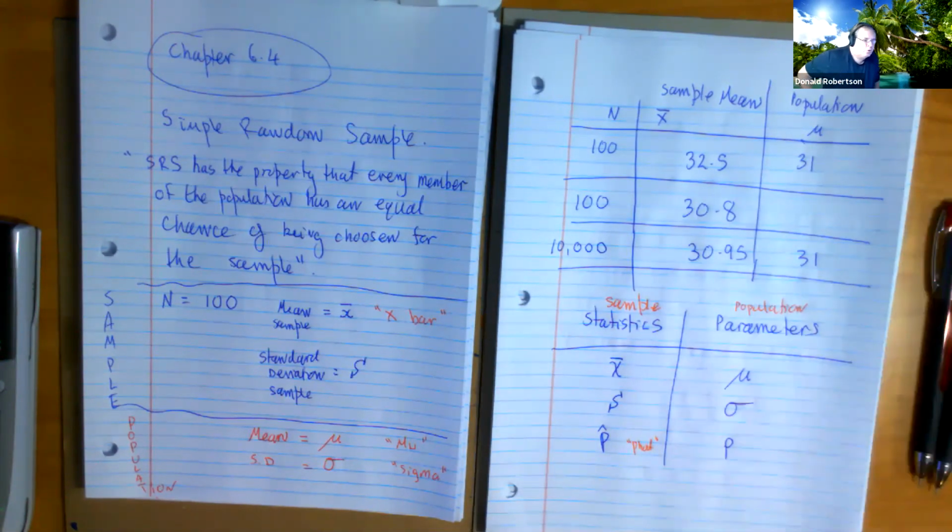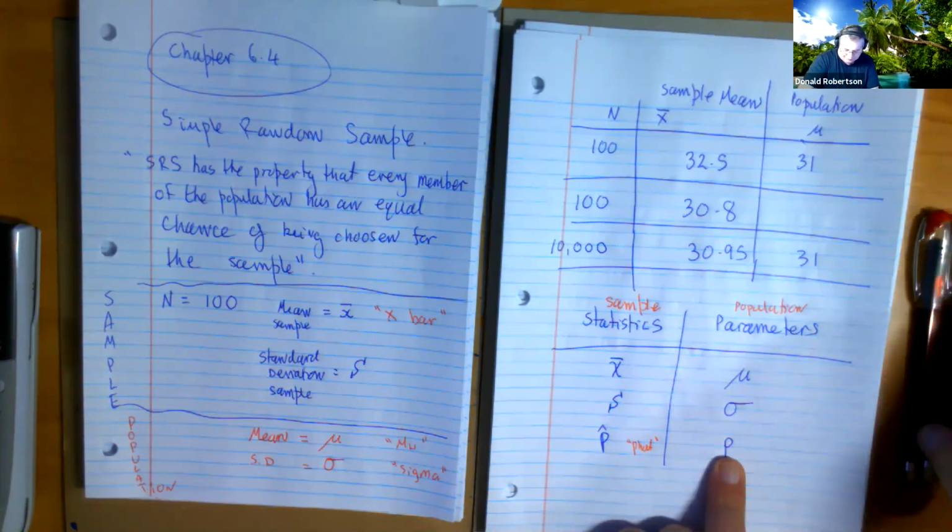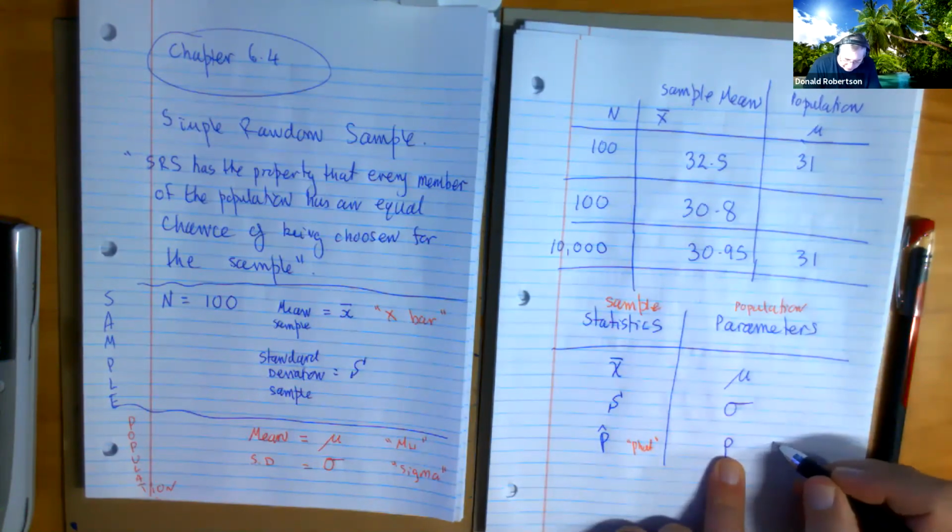You know, sometimes you go and ask people, what percentage of you are going to vote in the next election, right? You don't care who they vote for. You just want to know, are you going to vote, right? That would be an example of a population proportion. So these are called proportions.